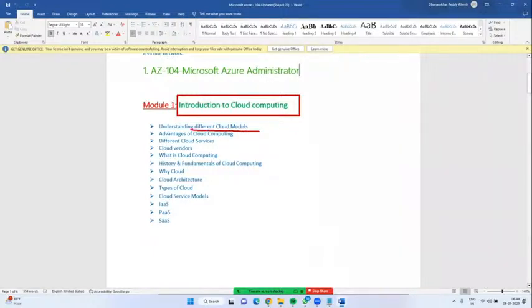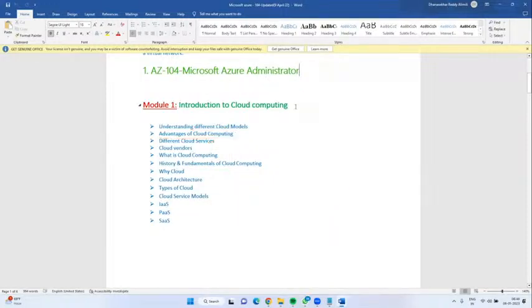What are the different topics there? Advantages of cloud computing, who the vendors for cloud computing are, why cloud, why not. These topics we discussed in the last session. That is module one.